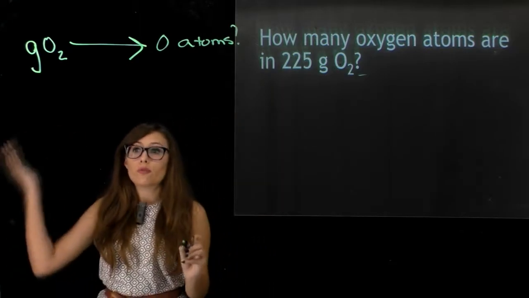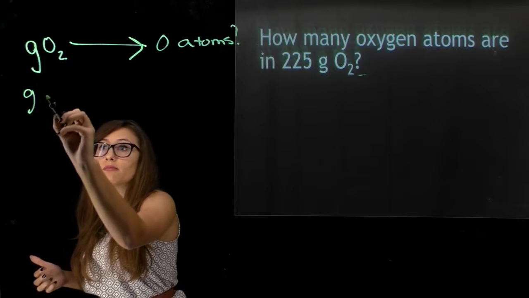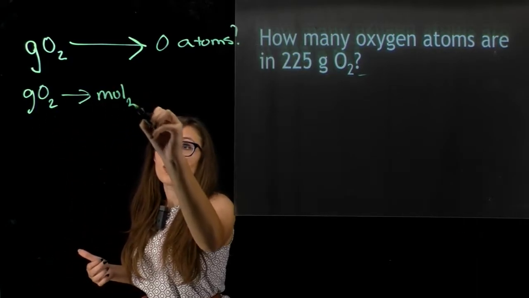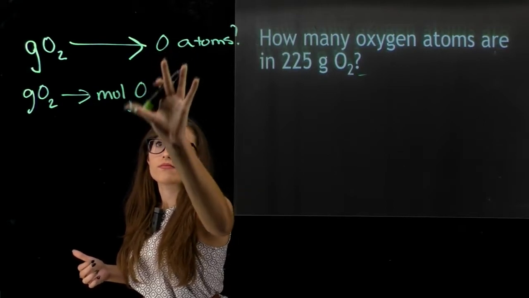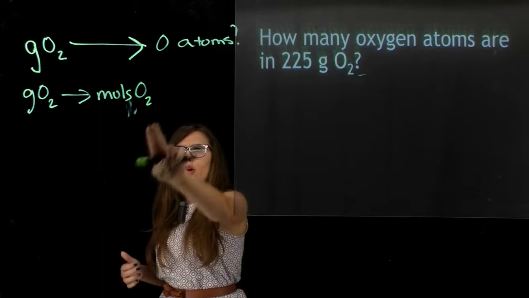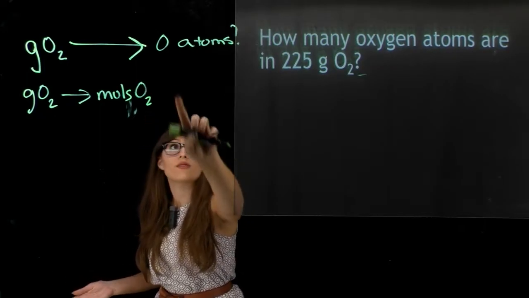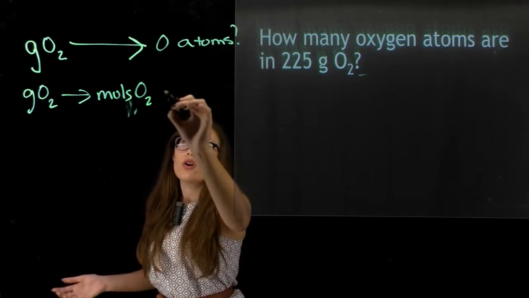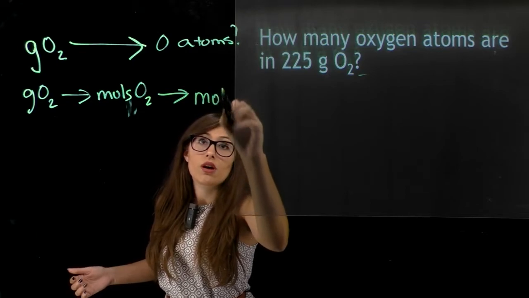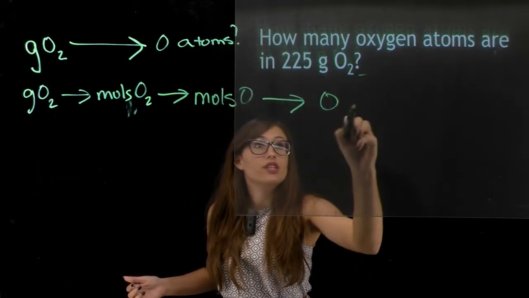Well, in order to go from grams to atoms, we need to first convert to moles. So we're going to go from grams of diatomic oxygen to moles of diatomic oxygen. Now, they're not asking for how many O2 atoms there are. They're asking for how many oxygen atoms. So then we're going to have to convert from moles of O2 to moles of oxygen. And then finally going to oxygen atoms.